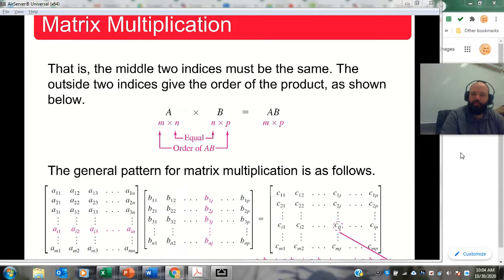So I had a 3 by 4 can add to a 3 by 4, right? But a 3 by 4 can't add to a 2 by 3. In multiplication, that is not necessarily true. You don't have to have all of the numbers matching. You only have to have the two center numbers matching.